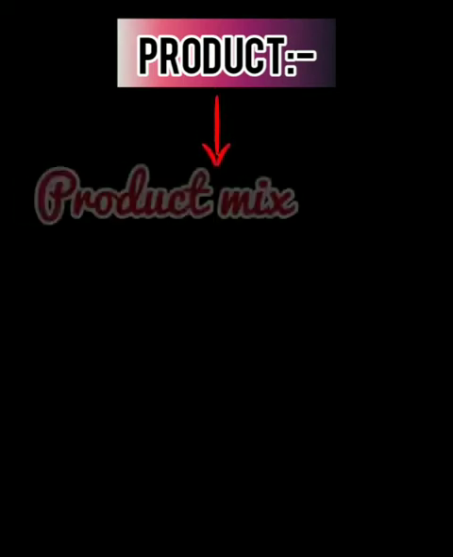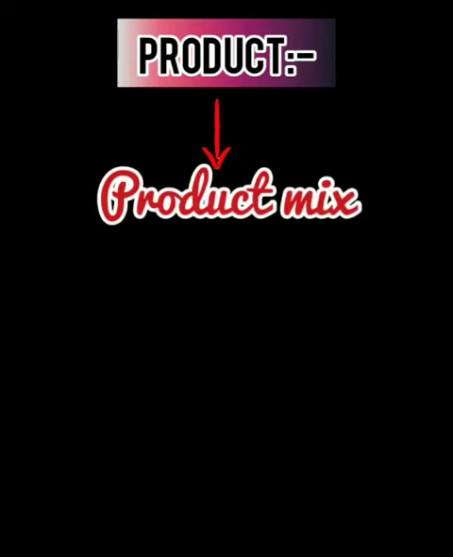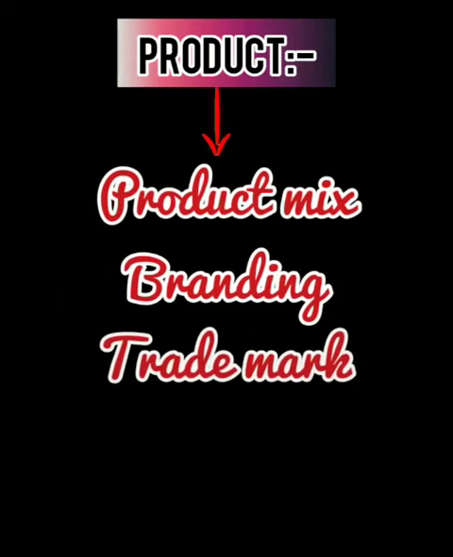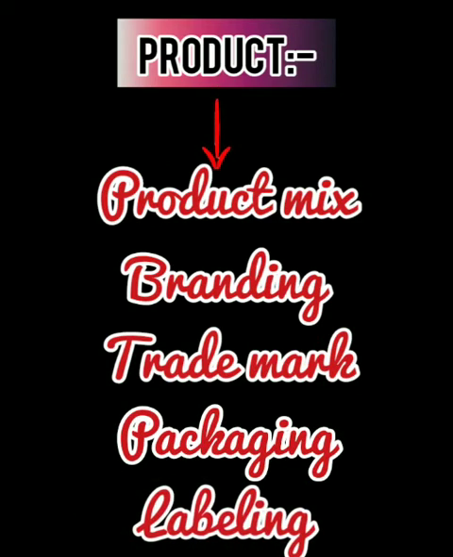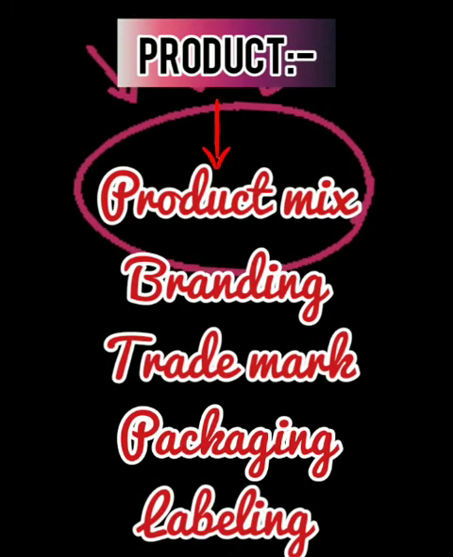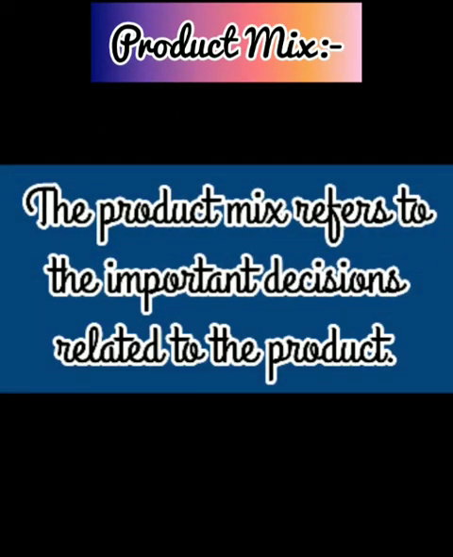Let us get into the first element, that is product. Now, under the element product, we have got different topics like product mix, branding, trademark, packaging, and labeling. I'll teach you all the elements one by one. Now, what is a product mix? The product mix refers to the important decisions related to the product.